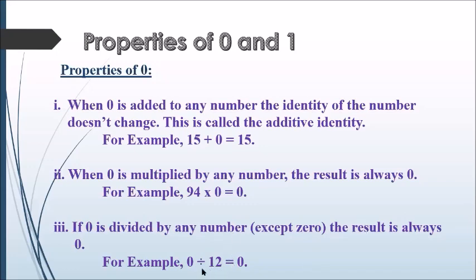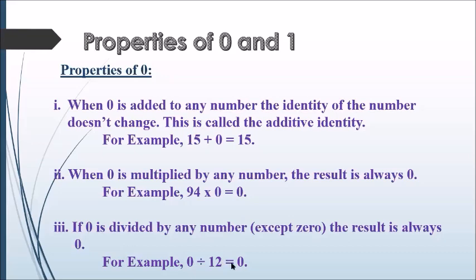But if I write 0 in the place of 12 and 12 in the place of 0, this means 12 divided by 0. Class, this is a mathematics rule that you need to understand and remember: you can never divide any number by 0. That's why it is written, if 0 is divided by any number, like 0 divided by 12 in the example, except 0. Why except 0? Because in maths, you cannot divide anything by 0. So when 0 is divided by any number, the result is always 0.